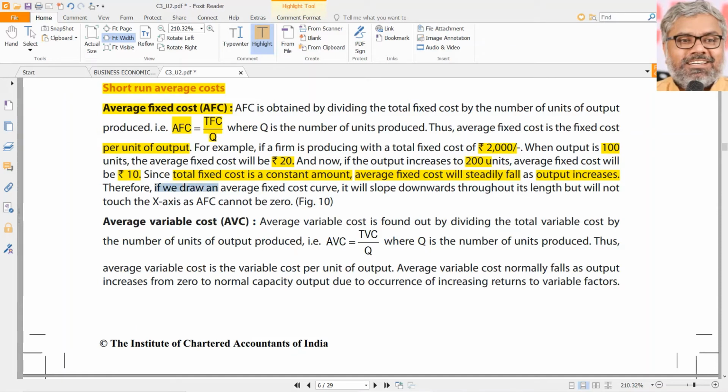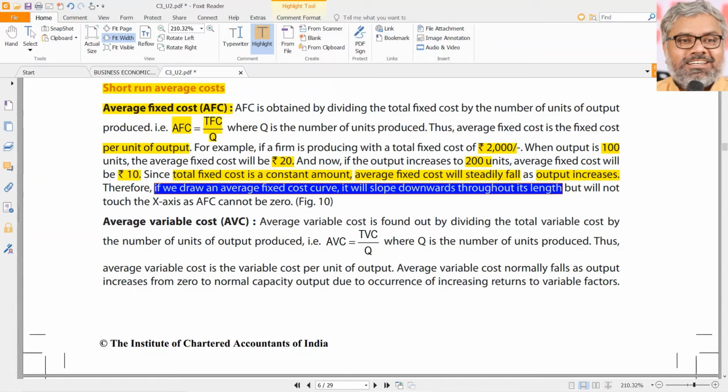So if we draw an average fixed cost curve, it will slope downwards throughout its length. But it cannot touch the x-axis naturally, because the average fixed cost cannot be zero. How can there be a zero average fixed cost?